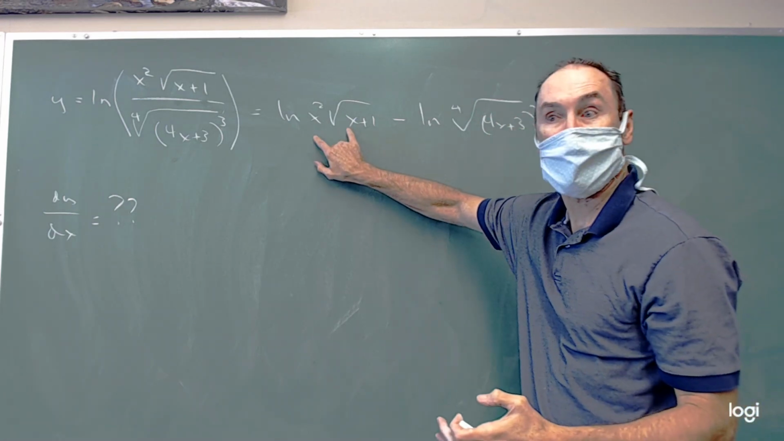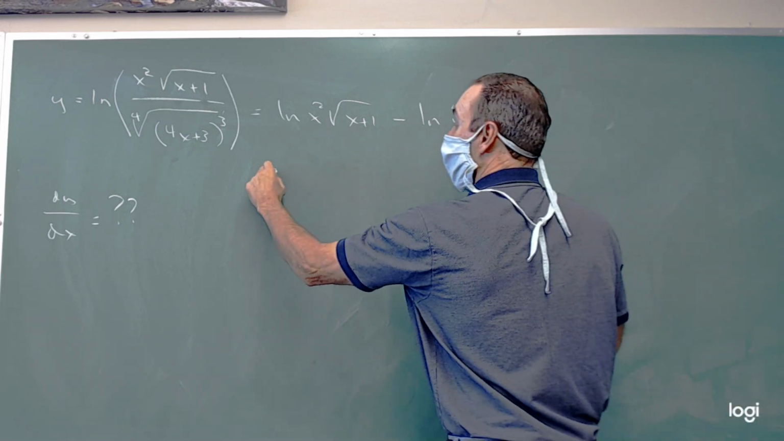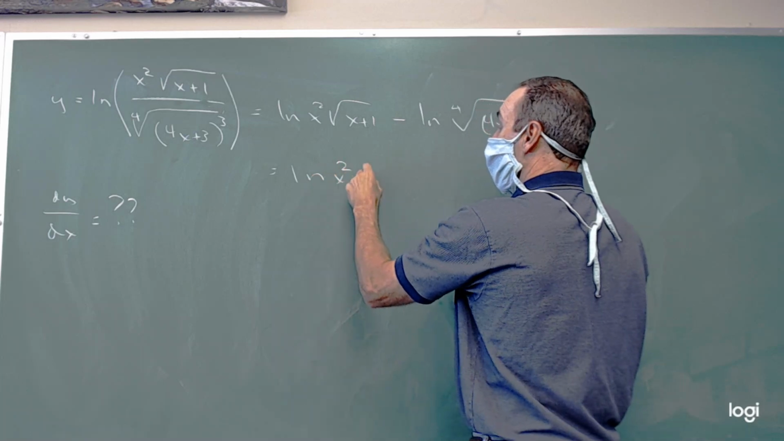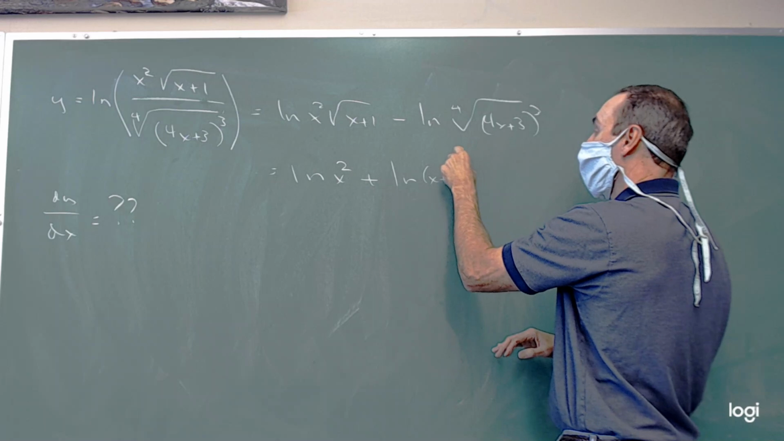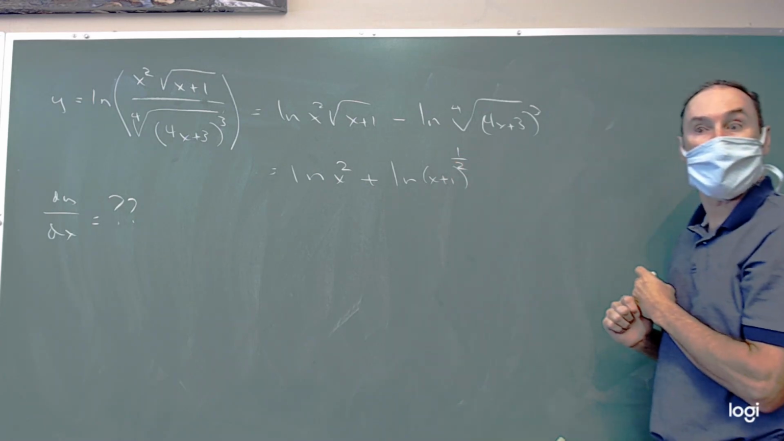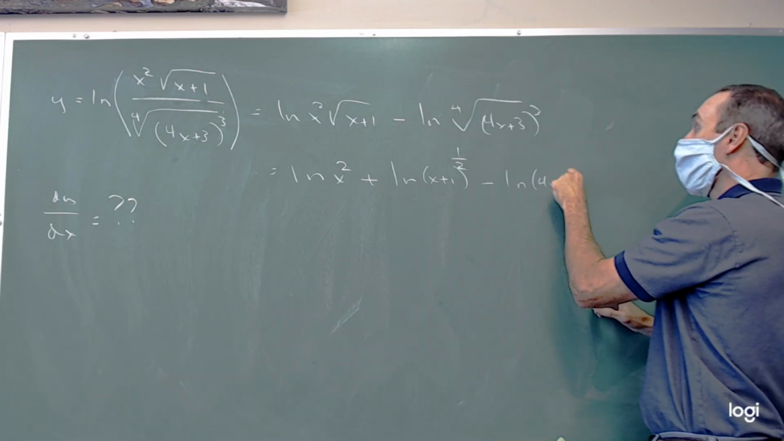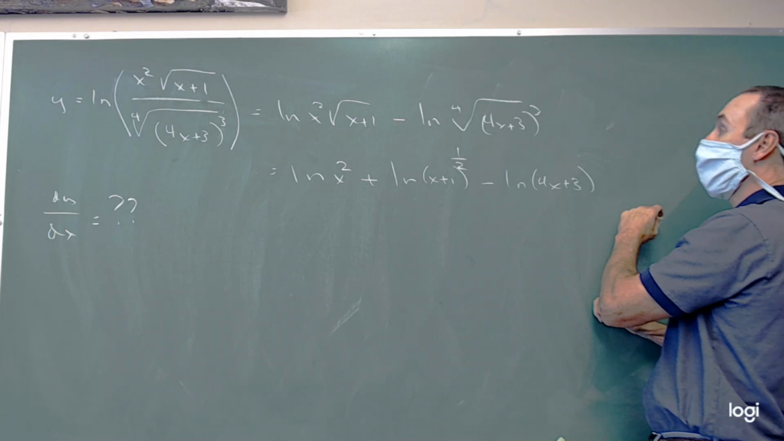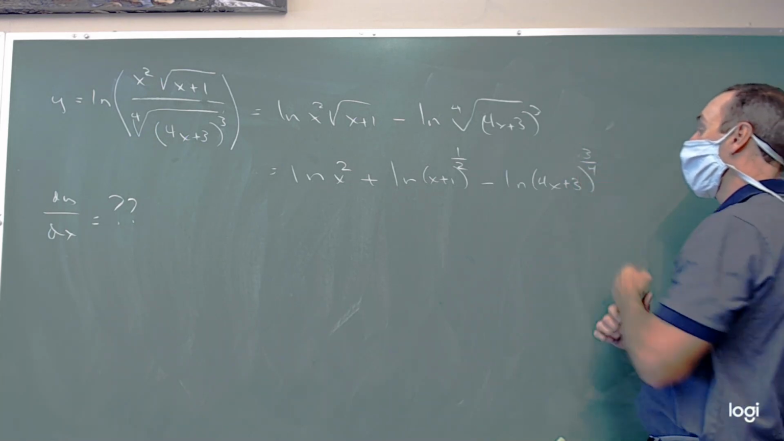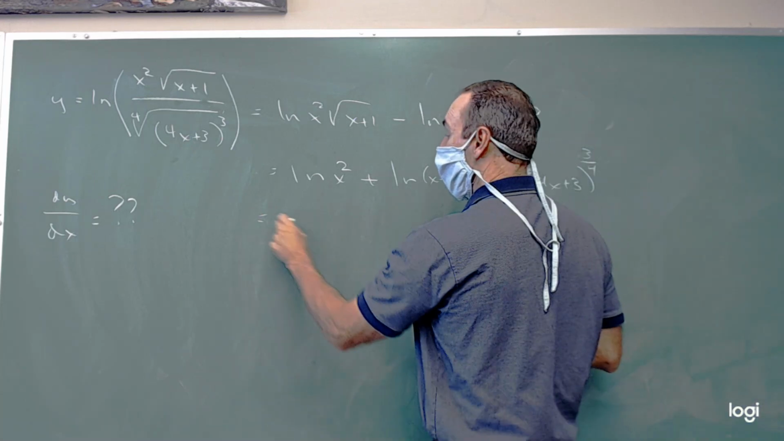With me? Log of a quotient is the difference of the logs. Log of a product, sum of the logs. And I'm going to write the square root as an exponent because that's where I'm headed next. With me? Minus natural log, I'm going to go 4x plus 3 to the, what would that be? 3/4 power. You with me? Bring the exponents in front. I haven't done any calculus yet.